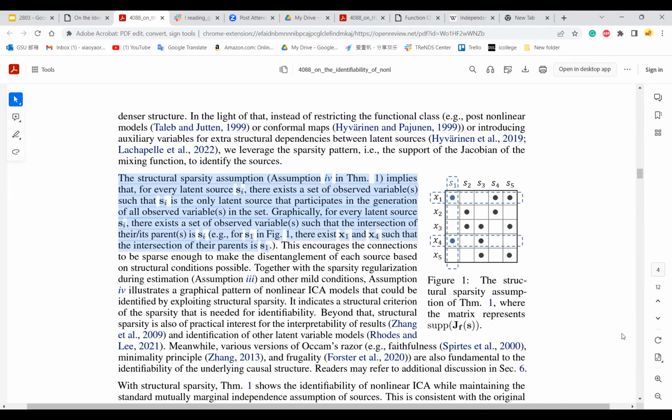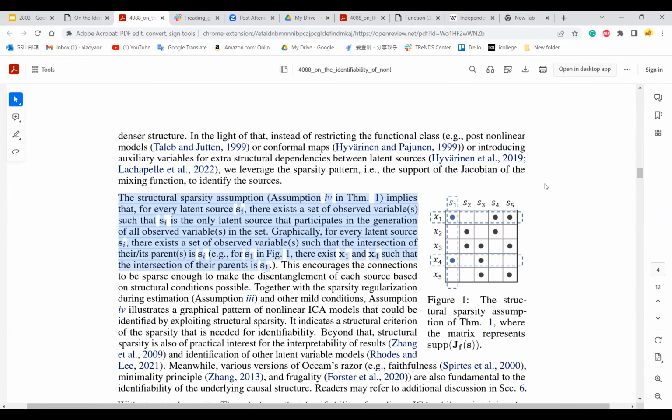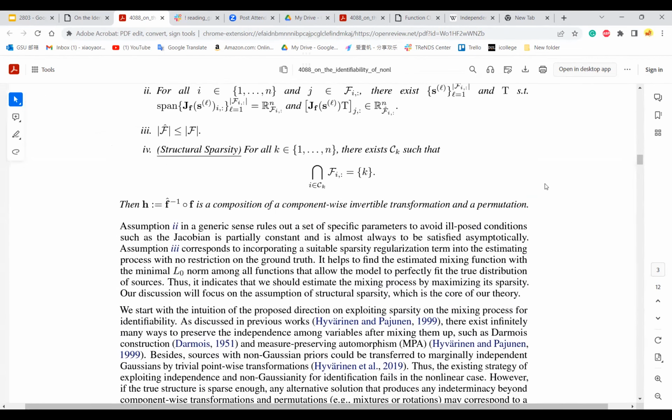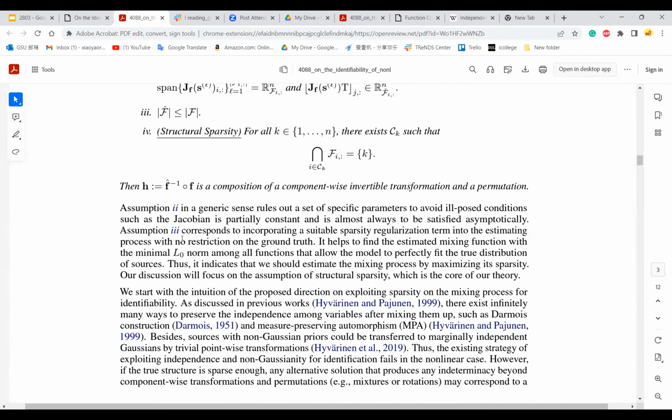Then the only part that I don't get are assumptions 3 and 4. So let's scroll back up. But I mean, it's along the lines of sparsity. It's like the estimated support is more sparse than the ground truth. No, not more sparse than the ground truth. No more dense than the ground truth. Yeah, no denser than the ground truth.